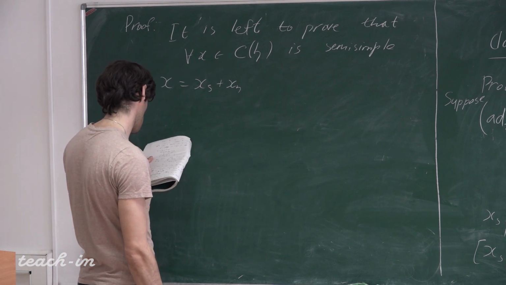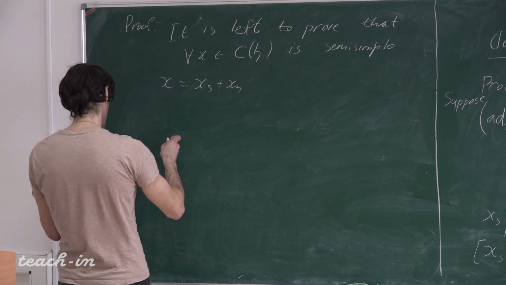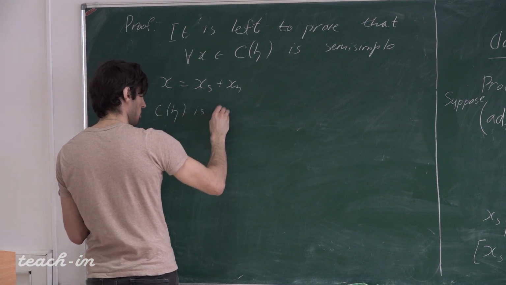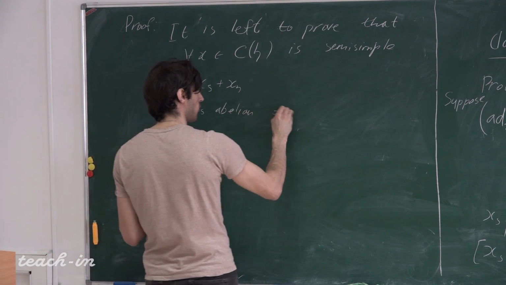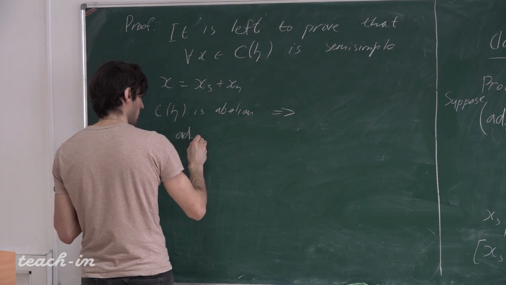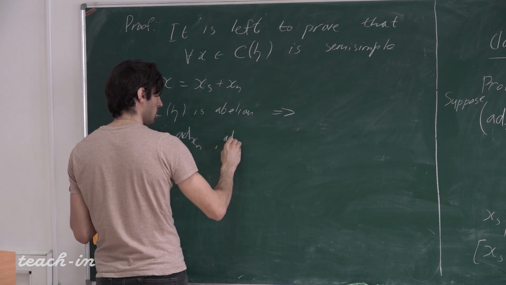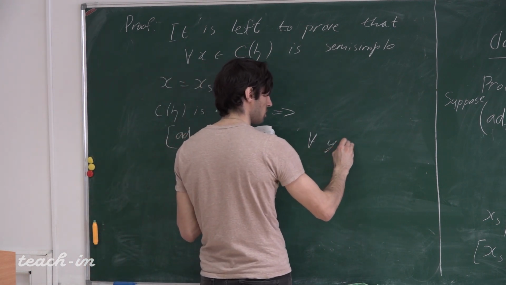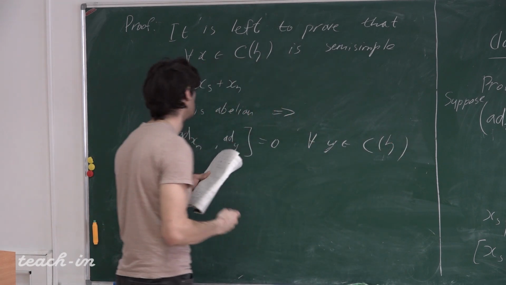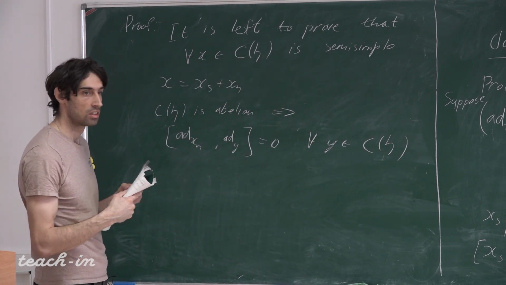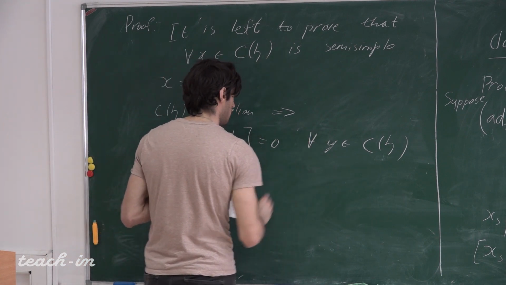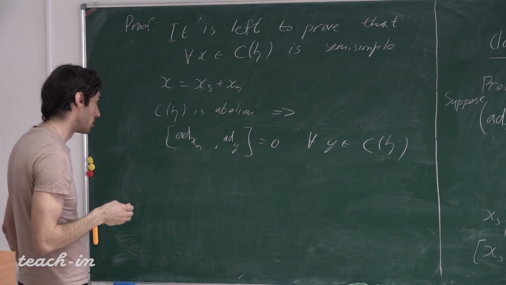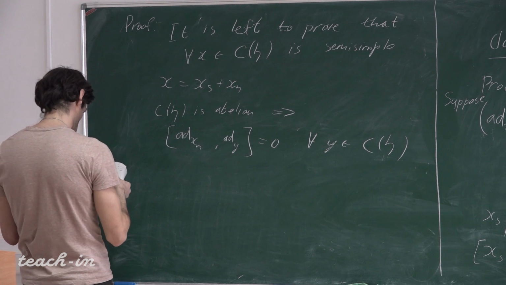So let me take ad Xn. C of H is commutative, is abelian. Therefore, ad Xn and ad Y commute for every Y from C of H. By the way, this is semisimple both in C of H and in G, as we agreed.